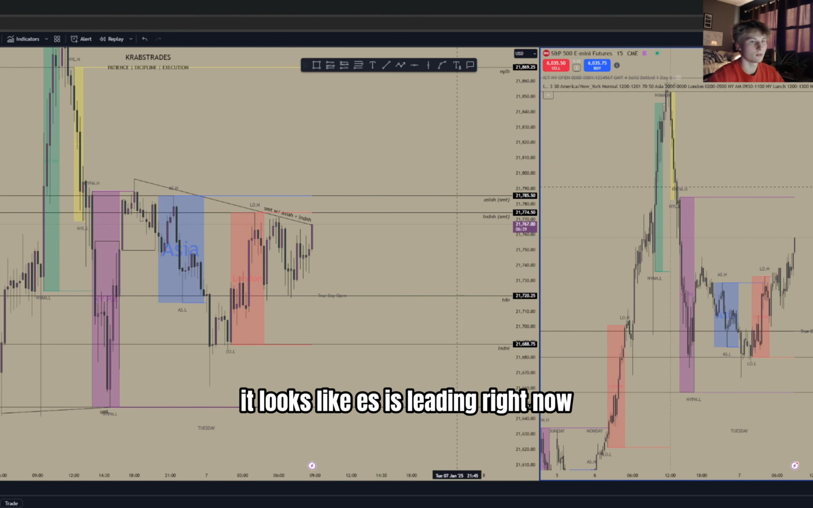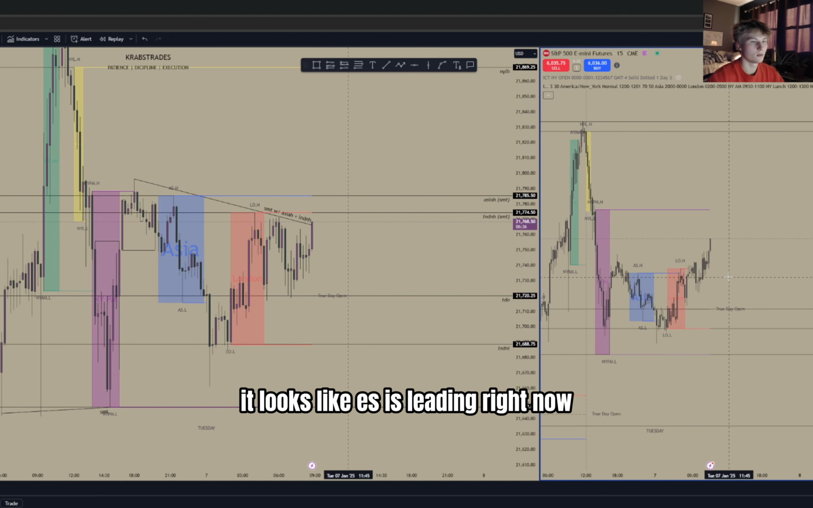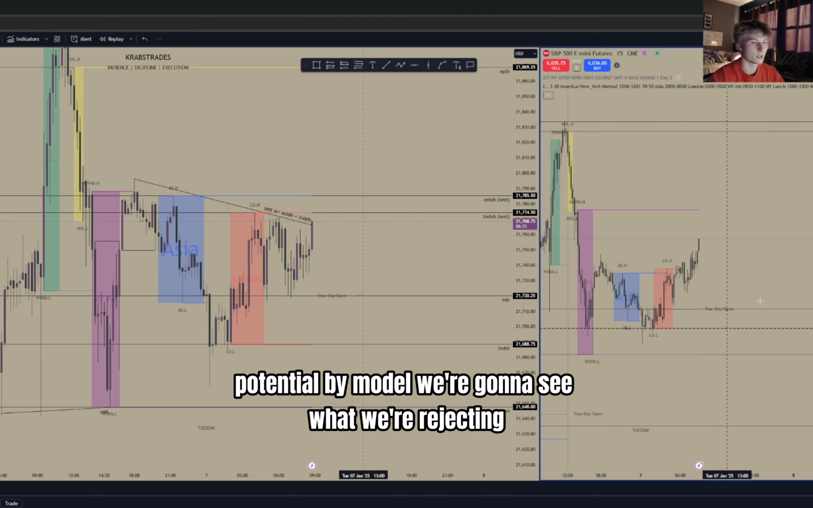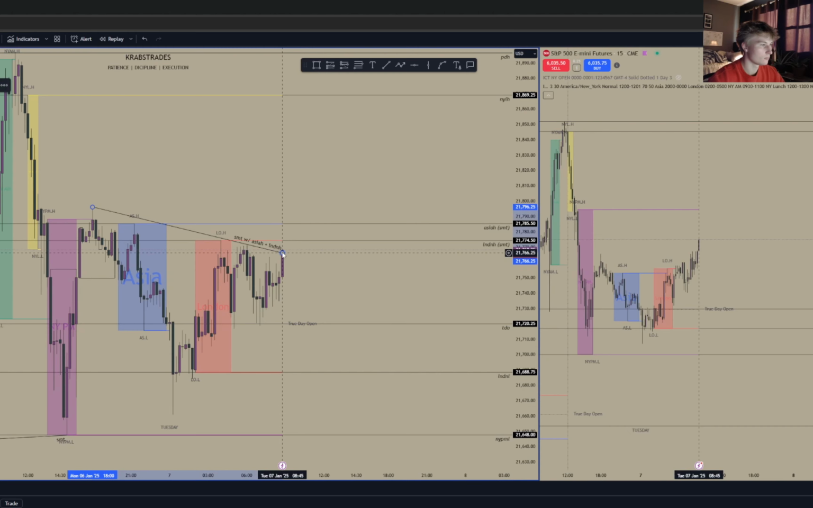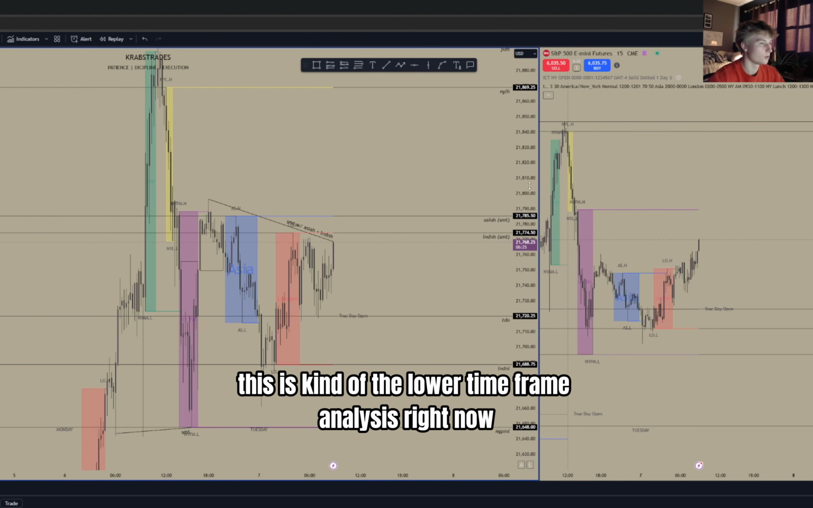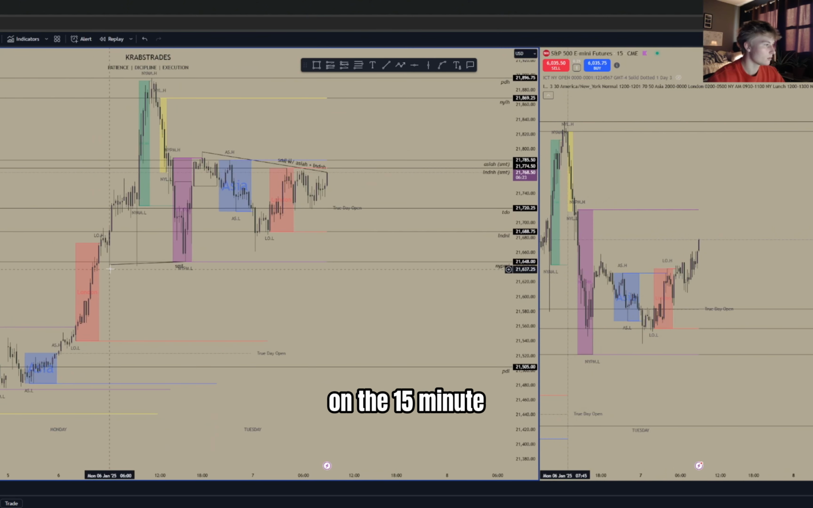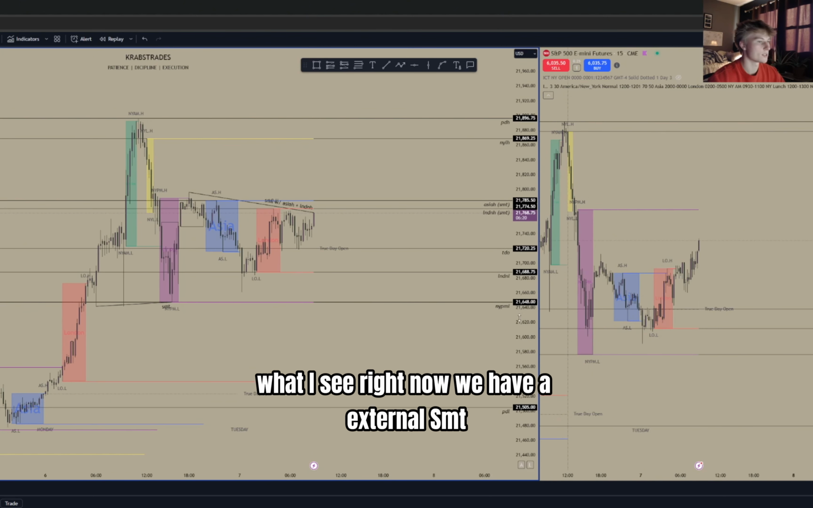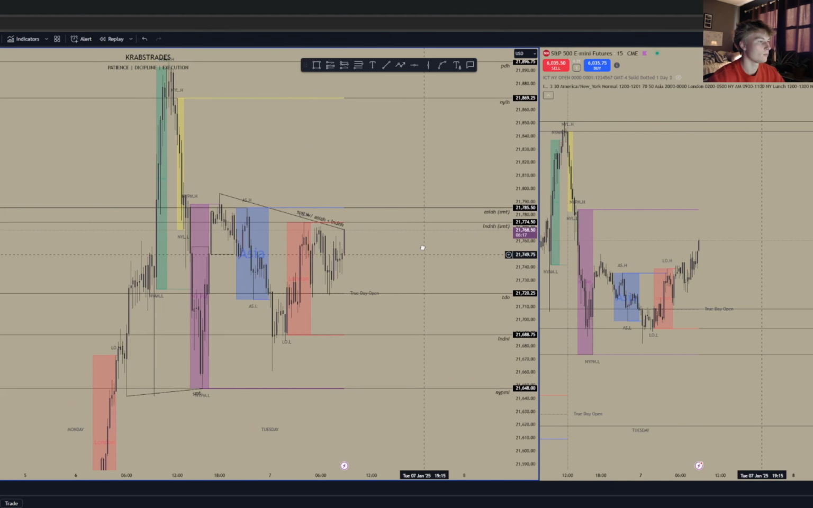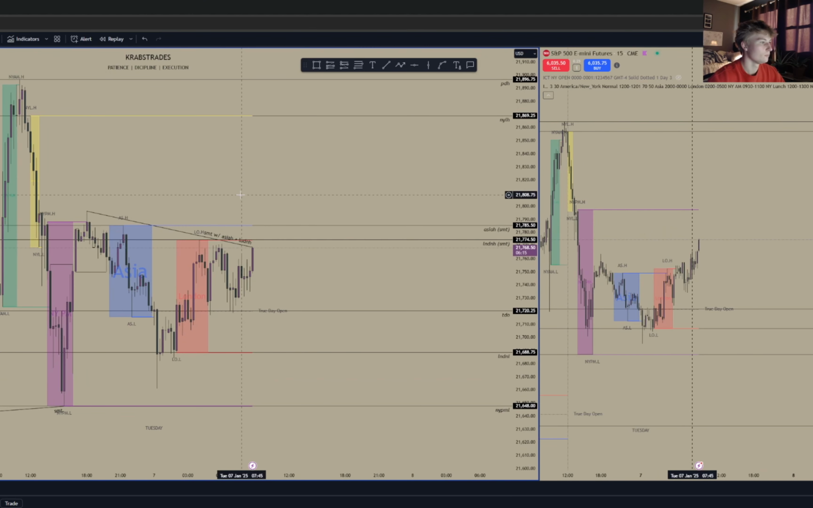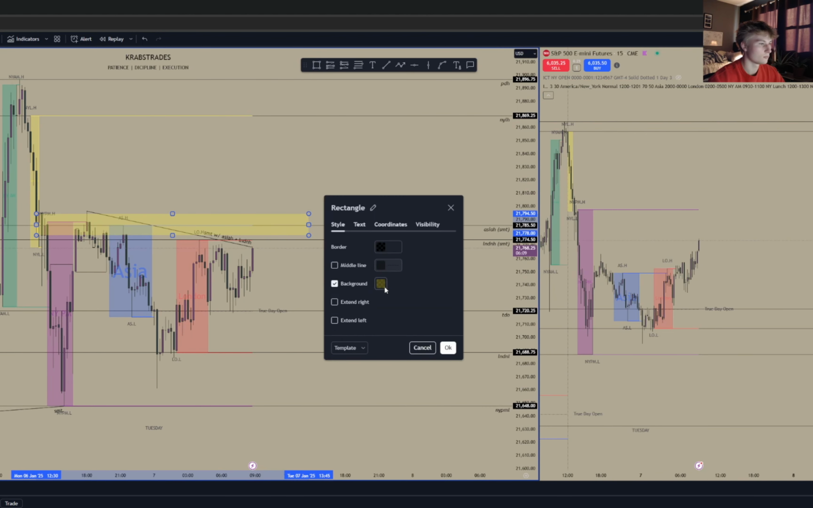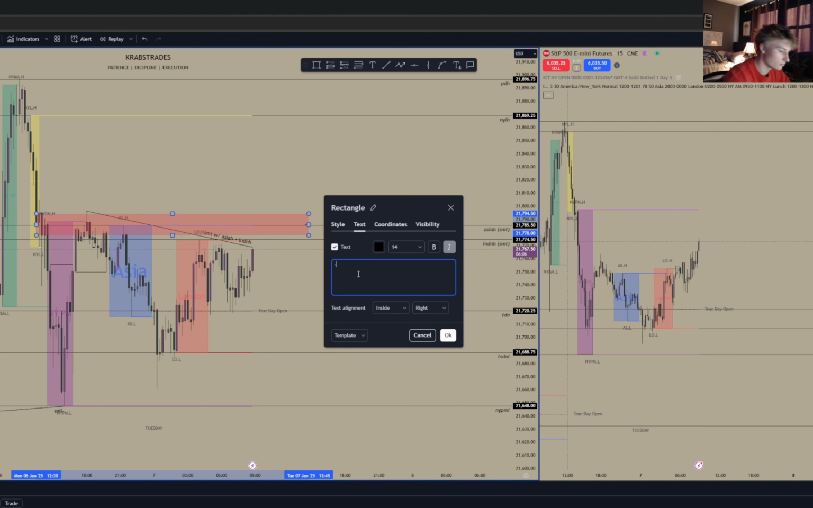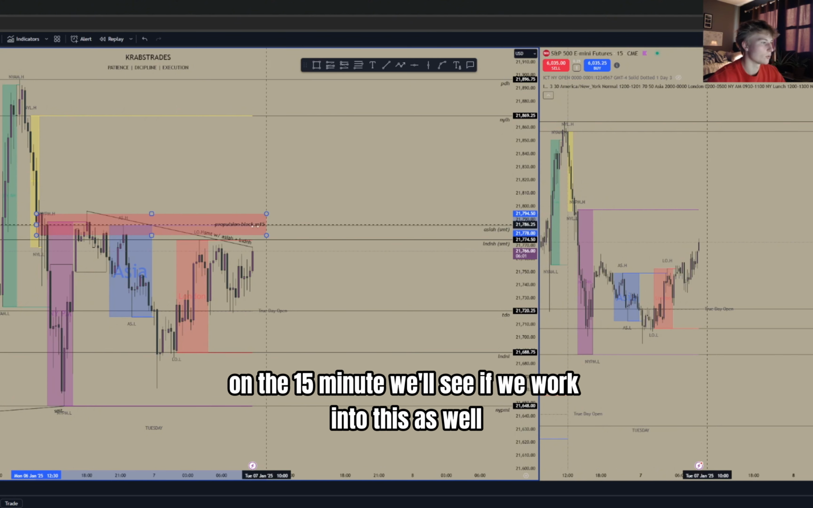It looks like ES is leading right now. Potential buy model. We're going to see what we're rejecting on the higher time frames as well. So yeah, this is kind of the lower time frame analysis right now on the 15-minute. What I see right now, we have an external SMT with session liquidity at the highs. So are we rejecting this propulsion block? Potentially, on the 15-minute.